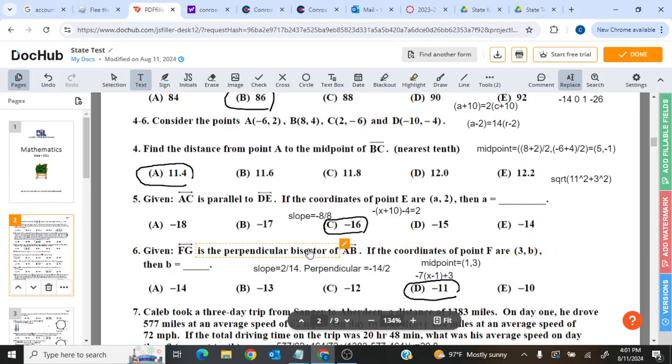FG. It's a perpendicular bisector, so that means you need to find the midpoint of AB. Is that because it would bisect it? So the midpoint is (1, 3), as you can clearly see. With the coordinates (1, 3), we get negative 7 times (x minus 1) plus 3, in point slope form again. And if you plug in 3 for x, you get a value of negative 11.